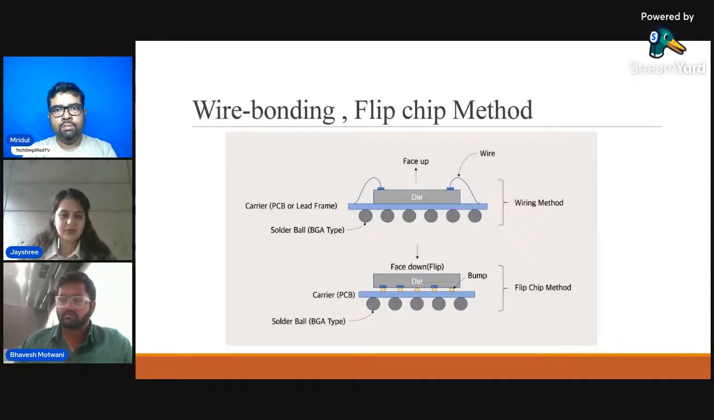There are two methods, and we will go through each individually as a step. Firstly, we will go for wire bonding, and let's see what wire bonding is.